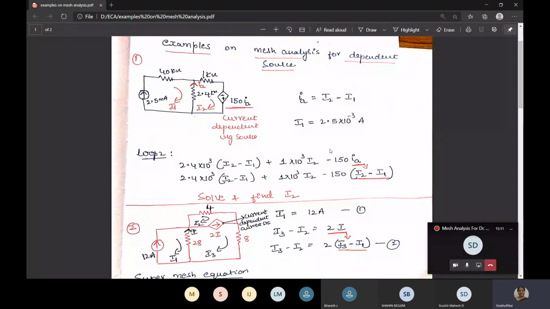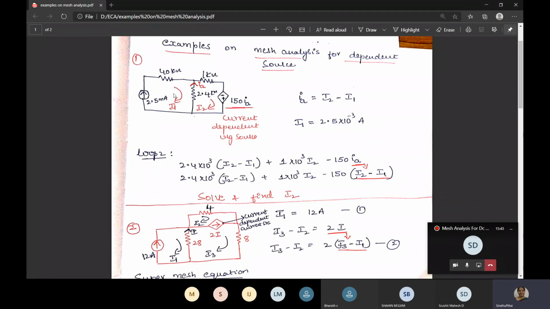The network shown here has two loops. So first, when we go with the mesh analysis, I had told some points you have to remember. See how many loops are there. We have two loops here and assume two currents. So I1 and I2 are the two currents in the clockwise direction. Second step, check whether there are any border current sources. So we have one border current, that is 2.5 milliamps for first loop.